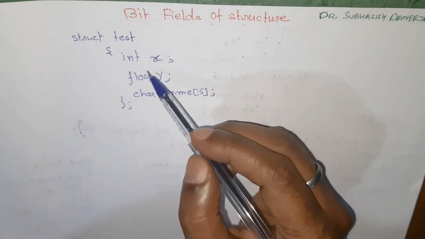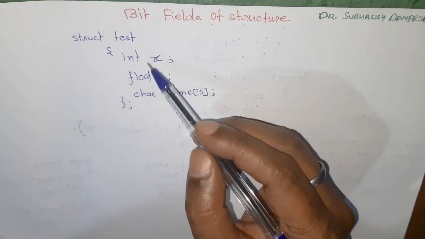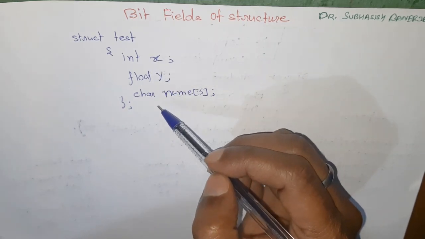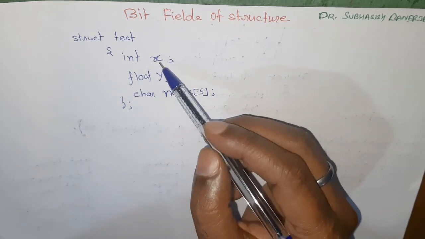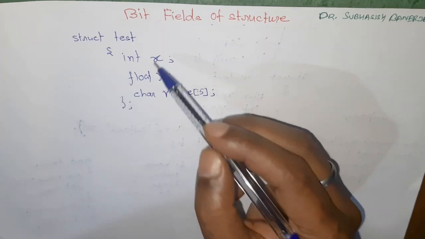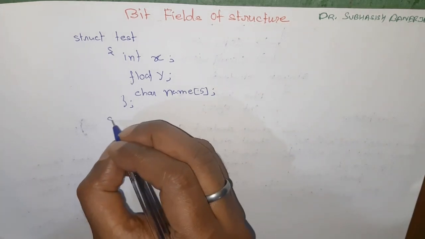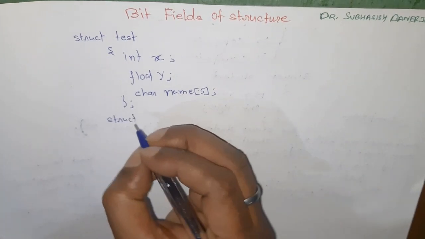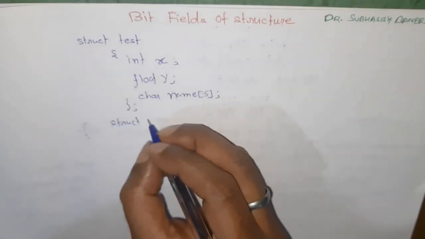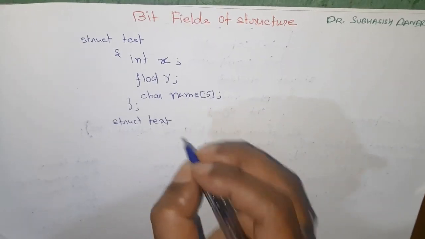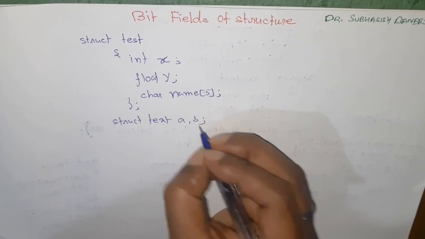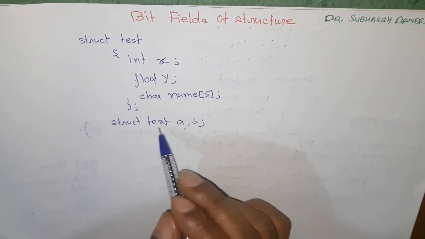As many variables, as many attributes as we declare inside the structure, each attribute occupies its own space in computer memory, which means every attribute will have separate memory addresses and separate memory spaces. So as soon as we declare some variables of the structure type, like struct test a and b, suppose I have declared two variables of the structure type test.